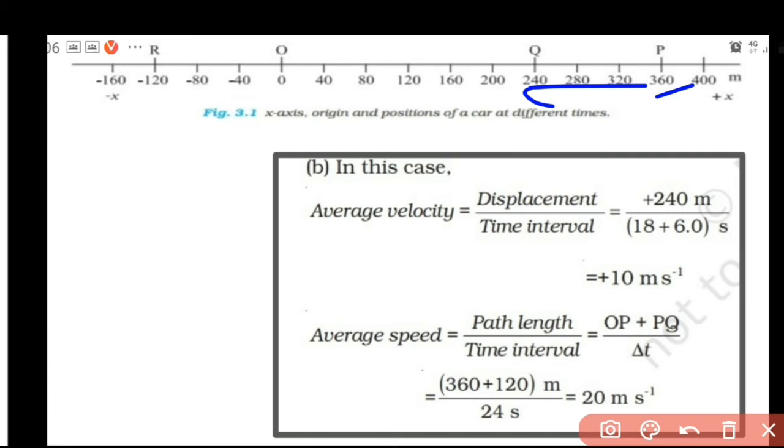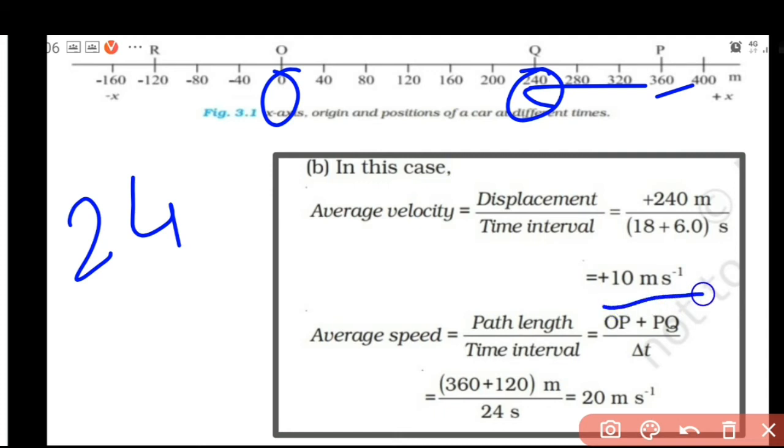Final position is 240 and initial position is 0. Okay, be very careful. It starts from O, goes to P, then comes back to Q. So final position is at Q, that is 240. So the displacement is 240. So 240 by the time taken. What is the total time taken? For O to P it takes 18 seconds. For coming back to Q it takes 6 seconds. So what is the total time taken? 24 seconds. Okay, so 240 by 24 gives you 10 meter per second. So that is average velocity.